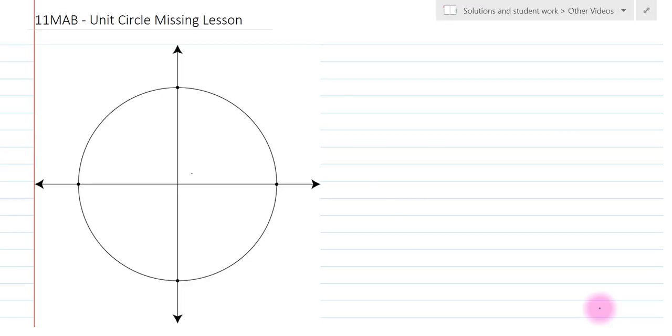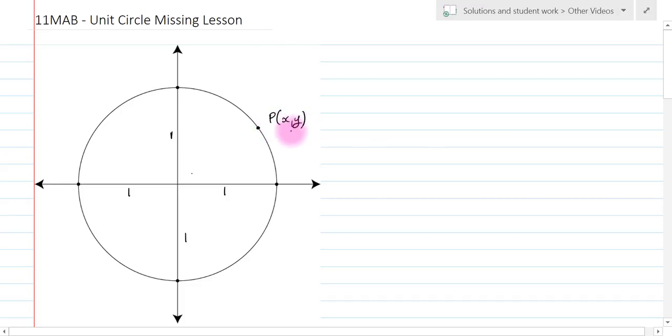So here's a unit circle, and that means that each of these points is 1 away from the center: 1, 1, 1, and 1. Not that that matters too much. And then, on this unit circle, we might have a particular point, which we call P(x, y). You remember I was going through this recently.